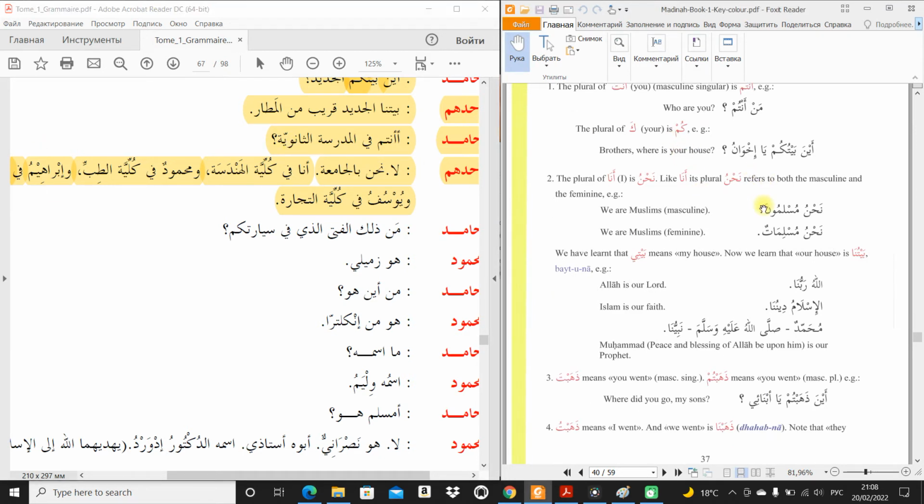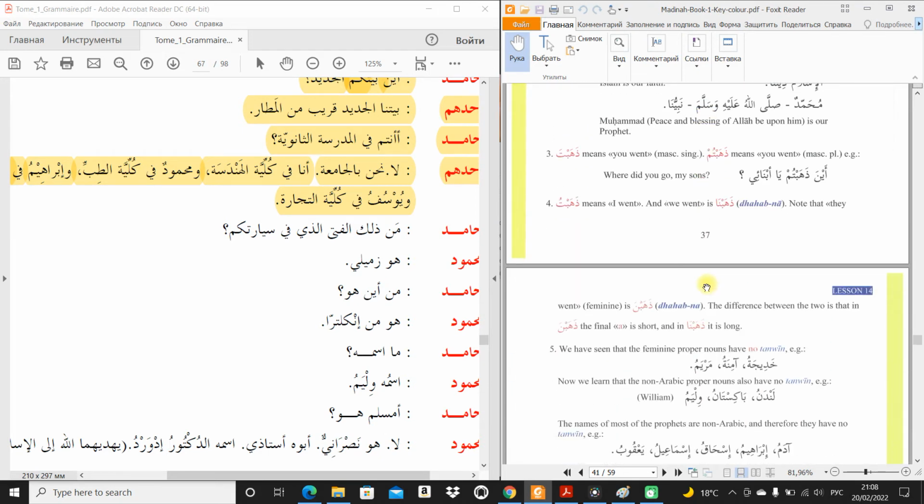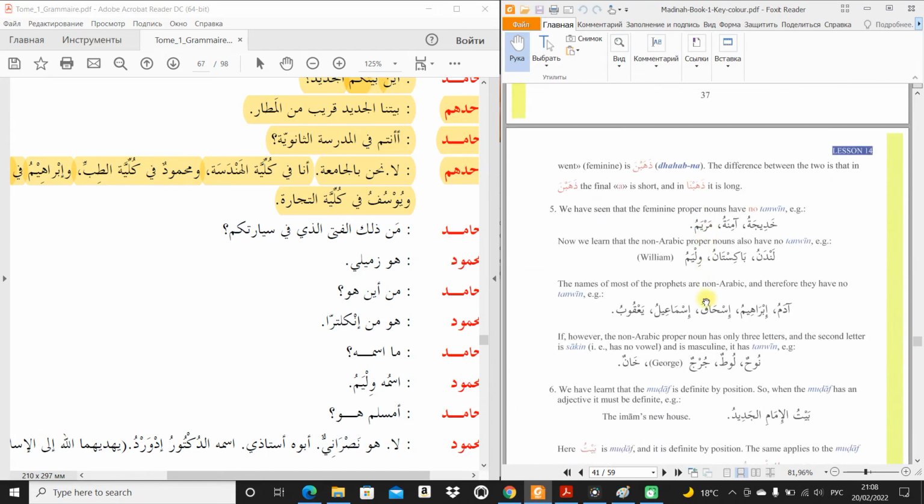I think there is supposed to be a note about it, or maybe there is no. There it is. The names of most of the prophets are non-Arabic, and therefore they have no tanween. Now we learn that the non-Arabic proper nouns also have no tanween. Landanu. That's how it is. So London, that's not an Arabic name. It came from England. Well, I think it's supposed to be London, but it says Landanu.